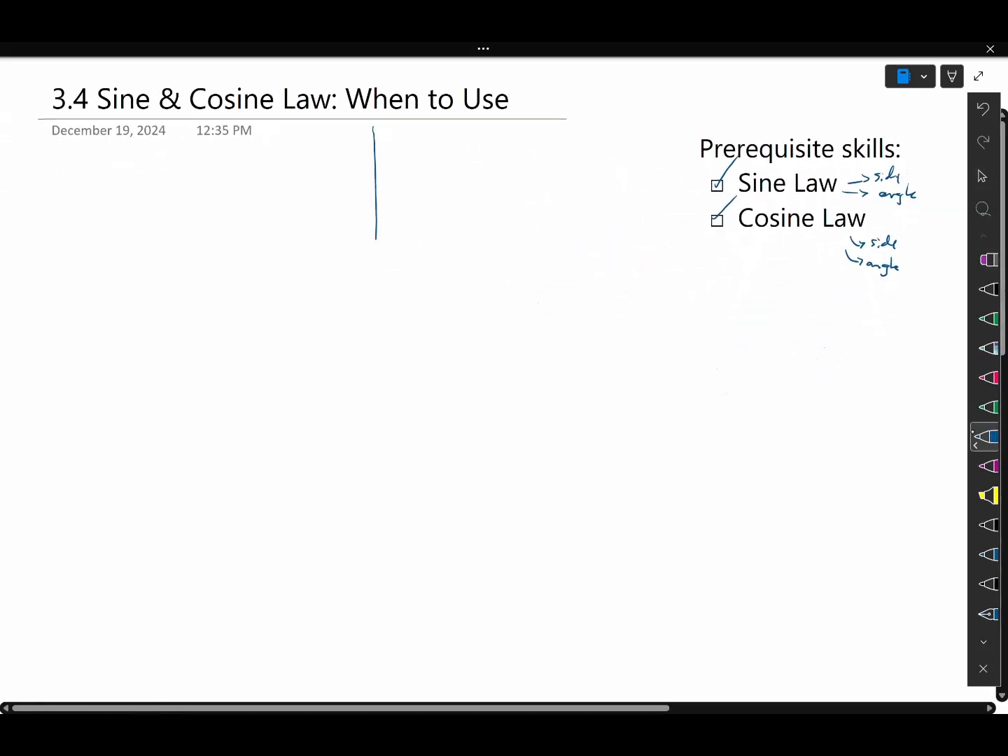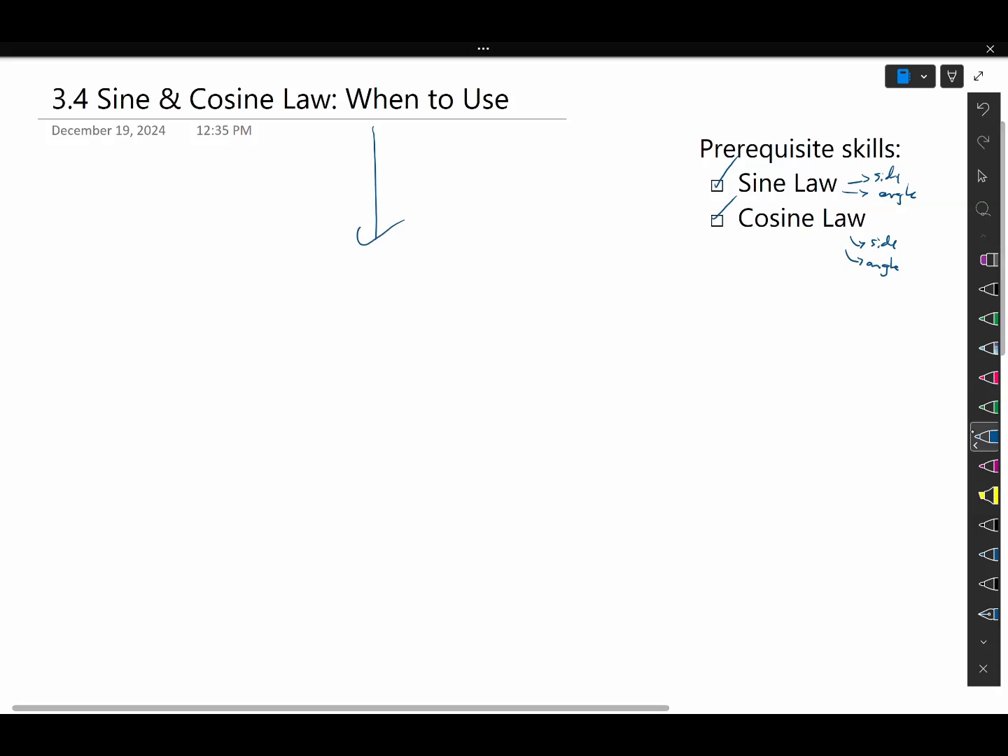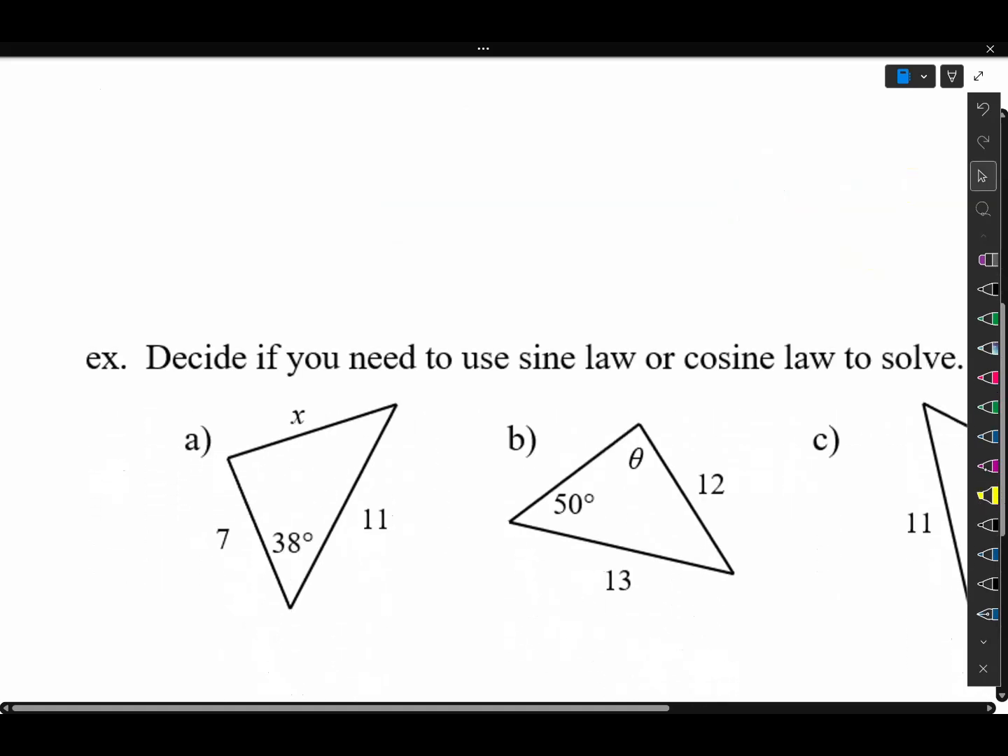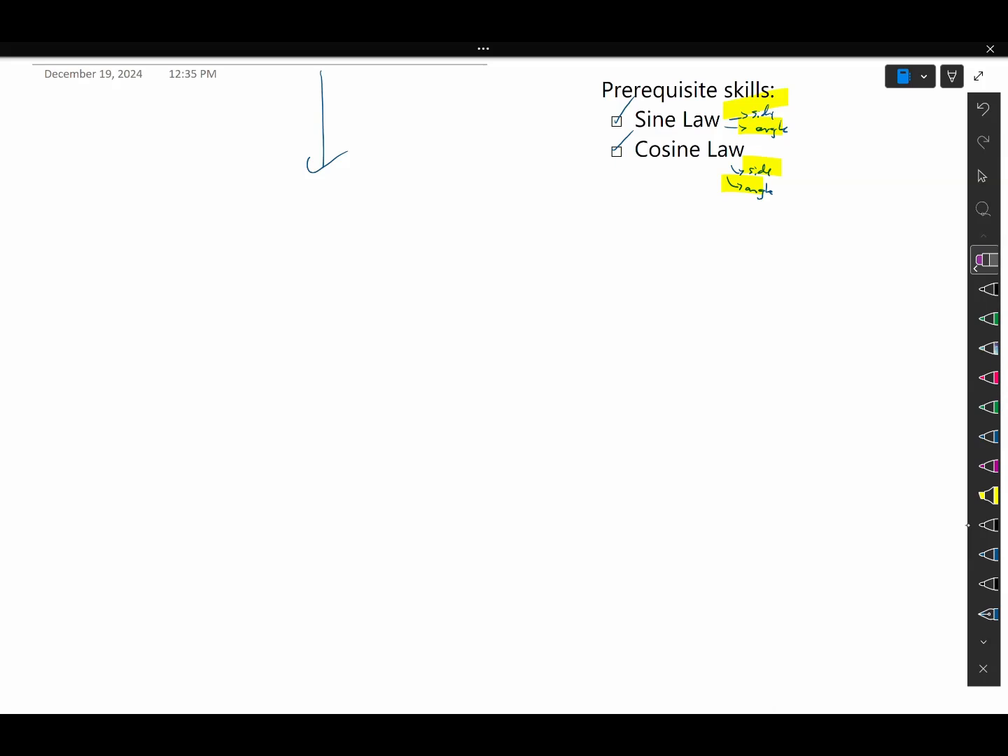We're just looking at when, not how, to use these laws. This video is suitable for grade 10 review, frankly, as well as grade 11 review, after you have refamiliarized yourself with using all 2 versions of both laws, for a total of 4 versions here: side and angle of your sine law, side and angle of your cosine law. Now, every single triangle really is made up of 6 pieces.